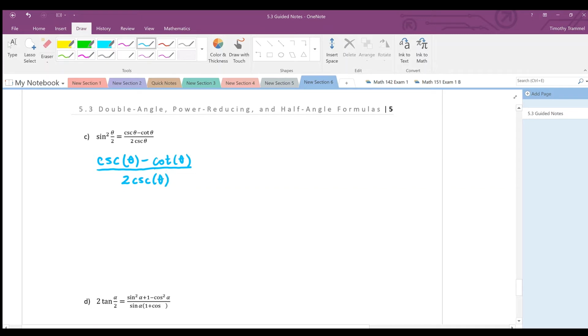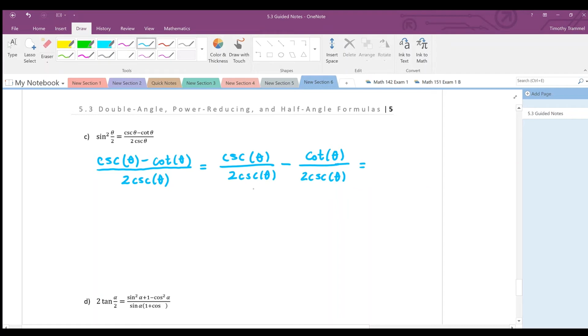If you ever don't know what to do on a problem, sometimes a good route is just to rewrite things in terms of sine and cosine. But before we do that, let's maybe split up the numerator like we did in the previous example. So we have cosecant of theta divided by 2 cosecant of theta minus cotangent of theta all over 2 cosecant of theta.